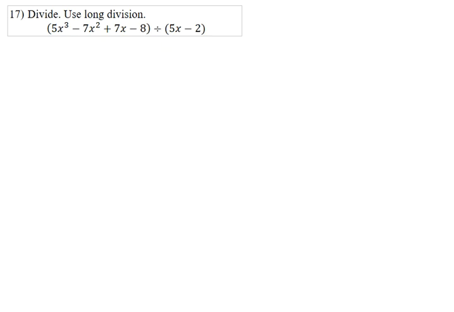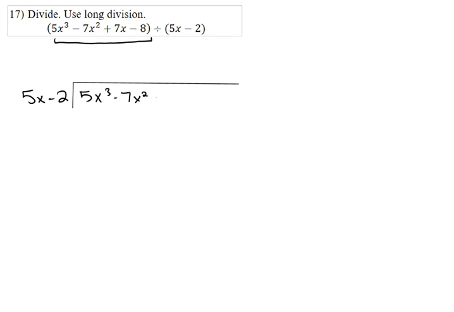Since we are dividing by 5x minus 2, that will go on the outside. Go ahead and draw your fraction division bar, and then we're going to insert our dividend, whatever you want to name it. And it's going to be 5x³ minus 7x² plus 7x minus 8.